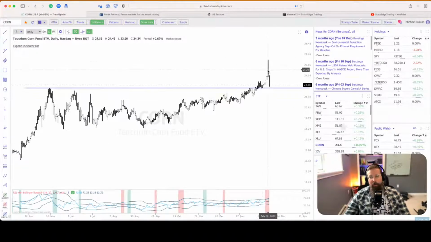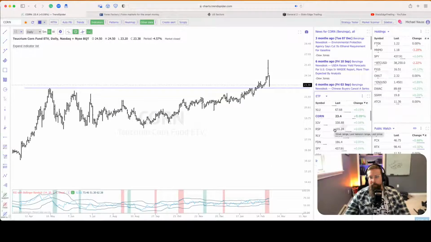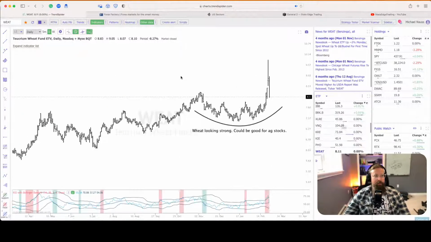Same with the ramp up in gold. We had a ramp up in a lot of other commodities. We had a ramp up in corn. We had a ramp up in wheat as well. And a lot of those did the same things. So I put this note in here for wheat right here. And then you had another two-day run, and then it just came crashing back down.